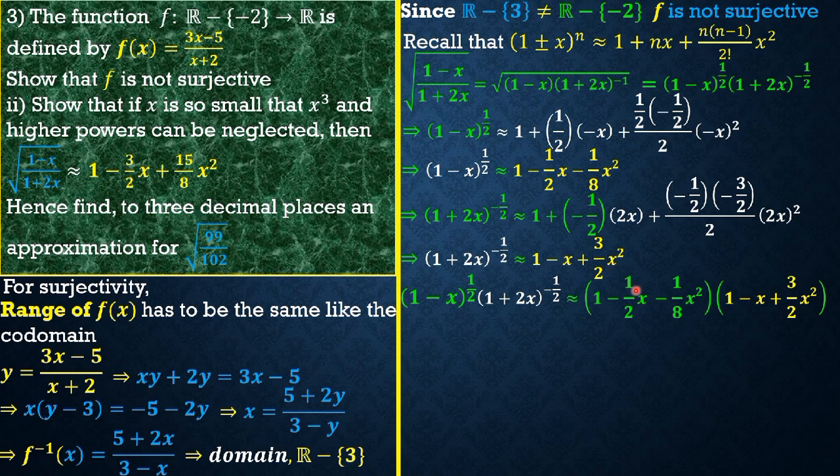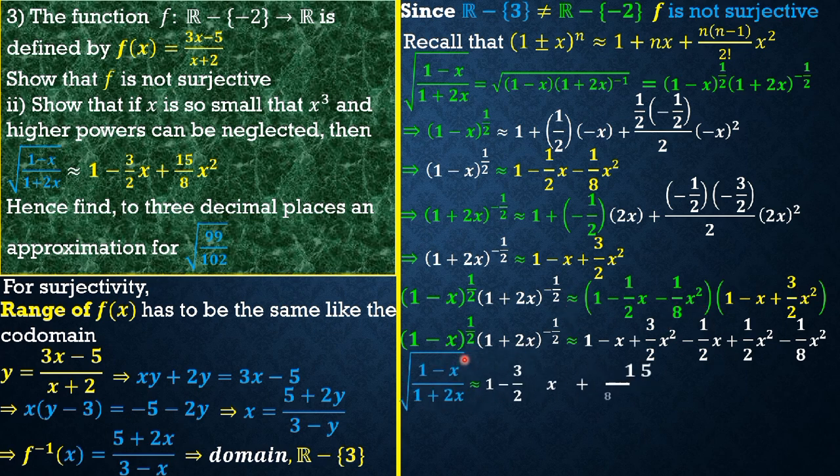Keep in mind that we don't have to include terms from x cubed and above, so we have to neglect those terms. In the course of multiplying, we neglect those terms since they are very negligible. So if you multiply, we are going to have 1 minus x plus 3 over 2 x squared minus 1/2 x plus 1/2 x squared minus 1 over 8 x squared. Keep in mind that these are not all the terms, but we have simply selected all those terms from x squared and below. X cubed and above, we have neglected them. If we simplify these, we simply see our proof coming out to be 1 minus 3 over 2 x plus 15 over 8 x squared.